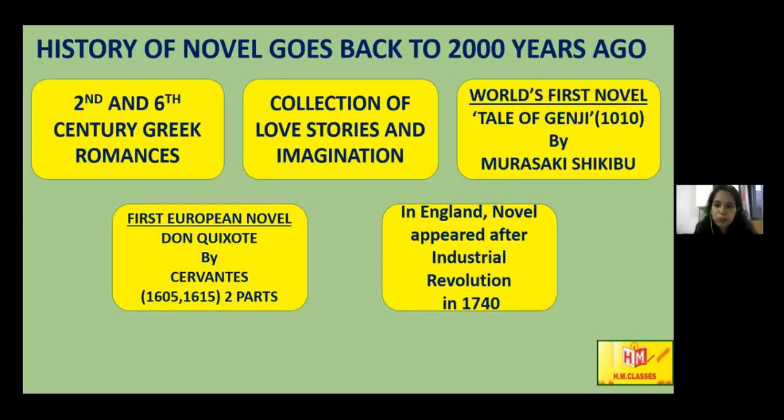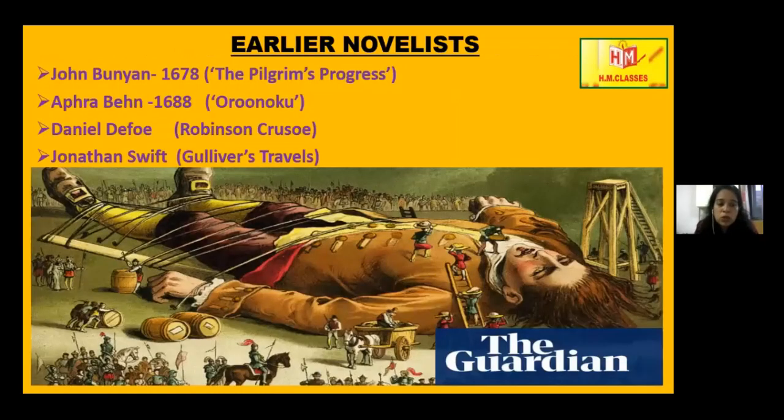Now, look at this screen. Earliest novelist: John Bunyan, and in the bracket you have the name of the book, The Pilgrim's Progress. Aphra Behn, and the name of the book is Oroonoko. Daniel Defoe, Robinson Crusoe. So in the bracket, students, it's the name of their book.